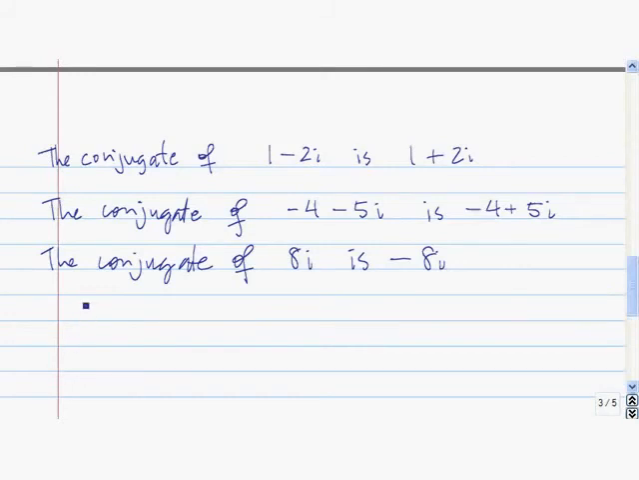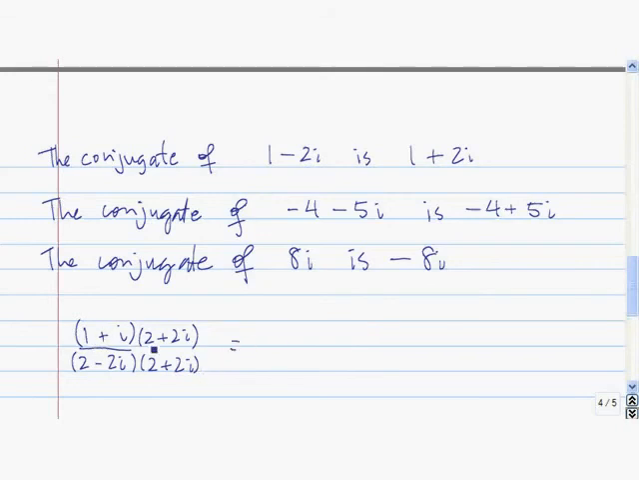Okay, so now we're ready to divide the complex number 1 plus i by the complex number 2 minus 2i. The way we divide complex numbers is we multiply the numerator and the denominator by the conjugate of the denominator. The conjugate of this denominator is 2 plus 2i. And so what you're going to see is the way we're dividing complex numbers is we're going to be eliminating the imaginary part from the denominator.